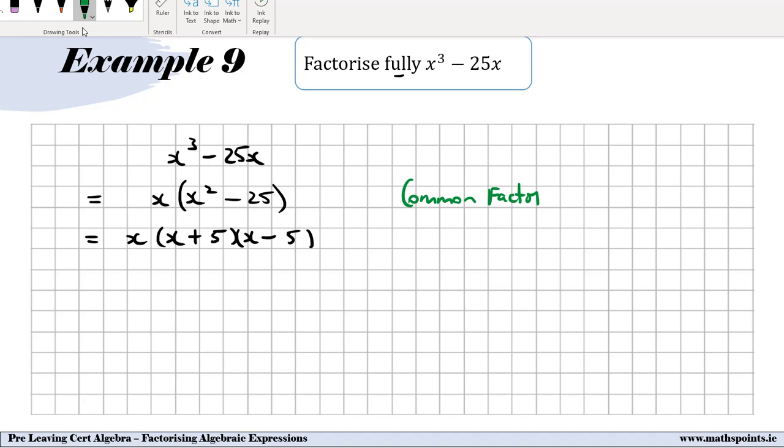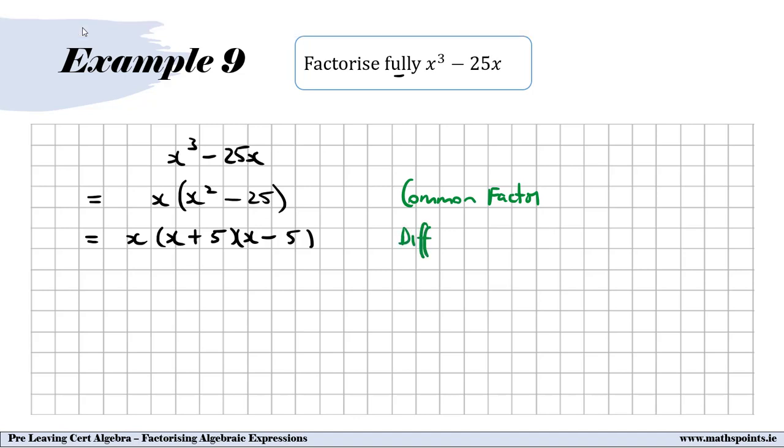We've done a common factor initially, and then we had a part 2 where we had the difference of 2 squares. And if you'd like to see more of that type of question, you can look in the trickier question pack that's about to follow example 10.